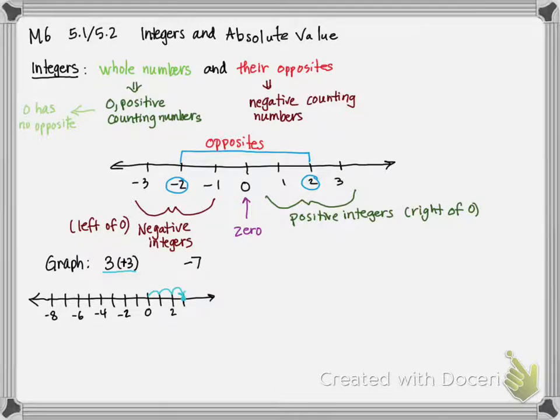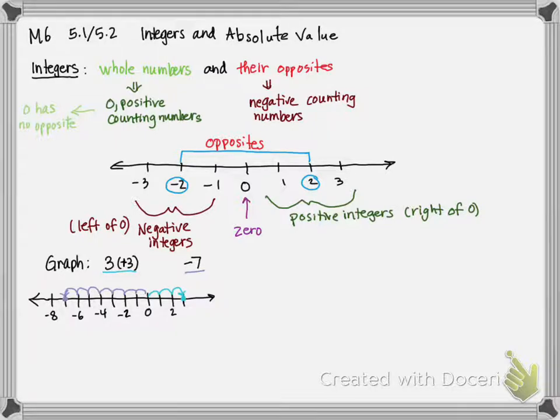Okay, for the negative 7, let's make that this kind of lilac color. I'm going to go to the left of 0. 1, 2, 3, 4, 5, 6, and land right here. And I'm going to graph right on the number line, not above it, not below it, right on it.